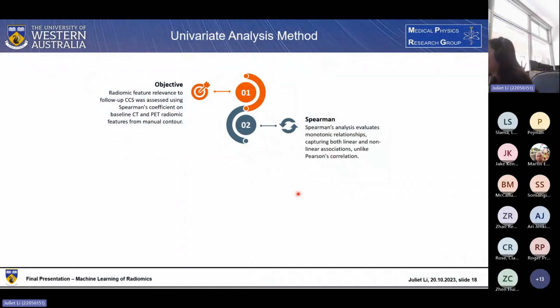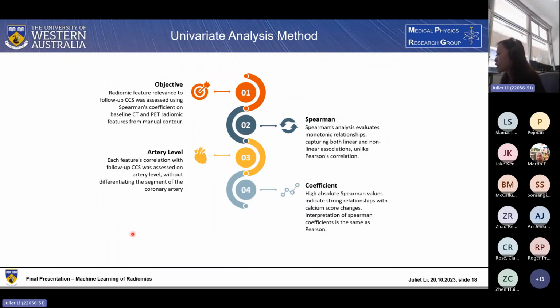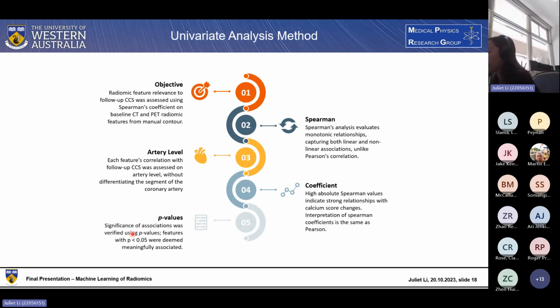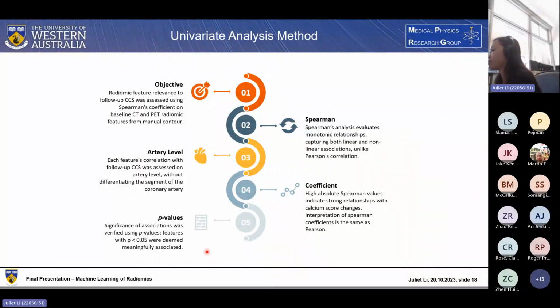The Spearman correlation coefficient evaluates both linear and non-linear associations, unlike the Pearson correlation, which only assesses linear association. We are going to assess such association at the artery level without differentiating which segment of the artery it is. For the Spearman analysis, a coefficient will indicate how strong the relationship is. Also, there will be a p-value indicating the significance of the association, like how much confidence we have in it. If the p-value is smaller than 0.05, then we deem the association meaningful.